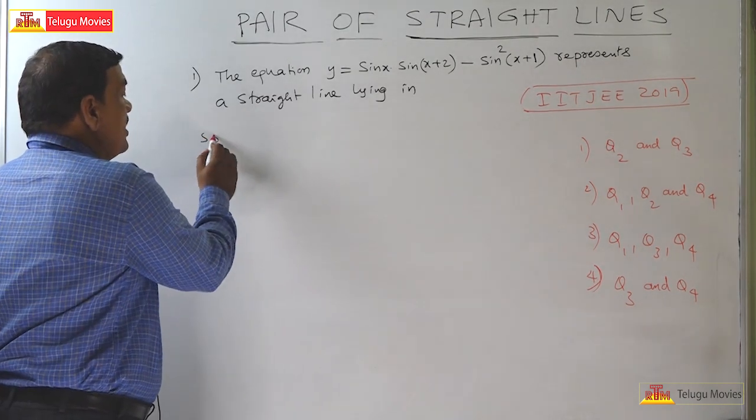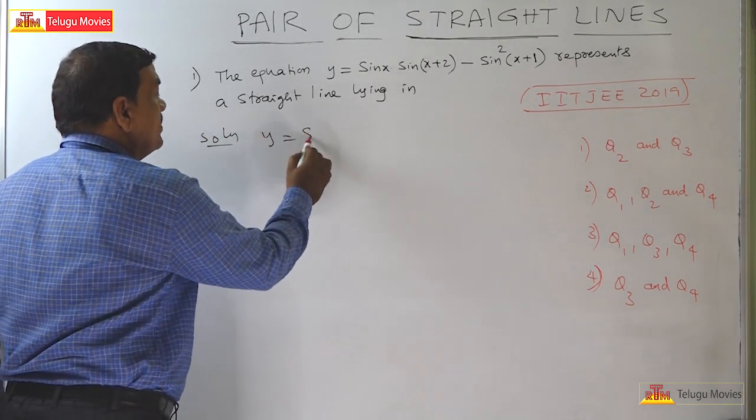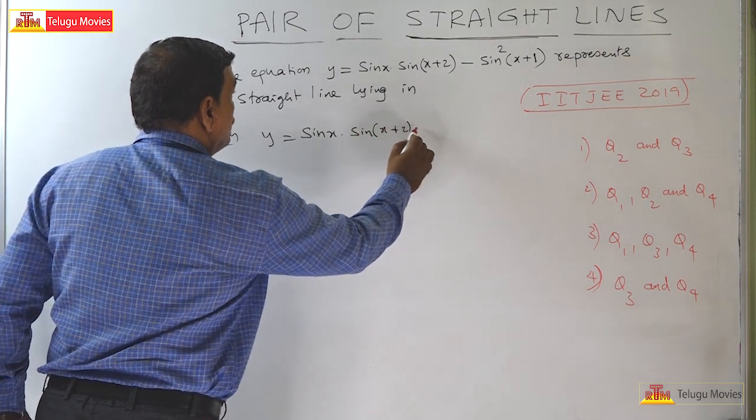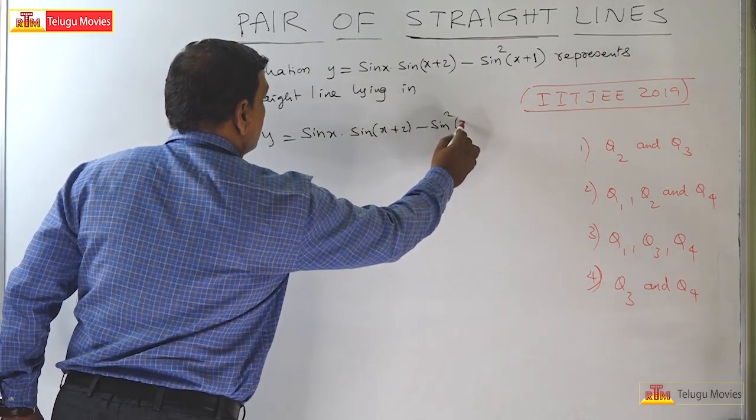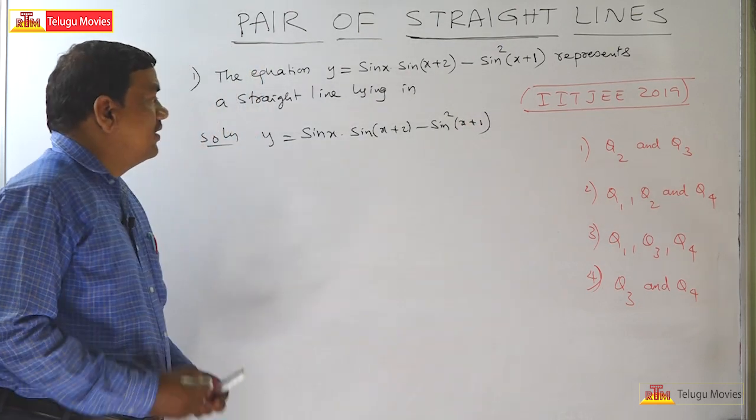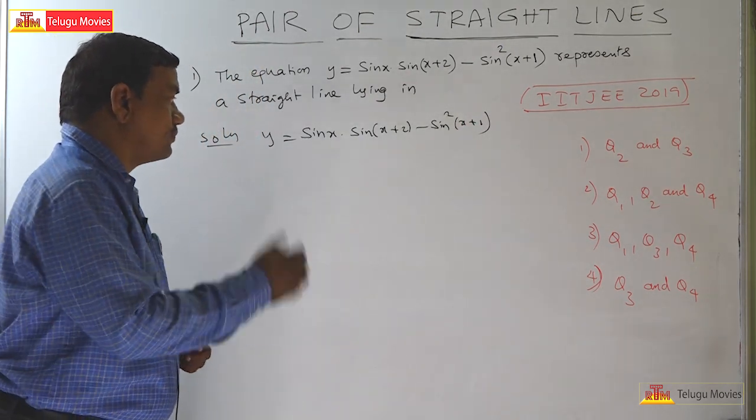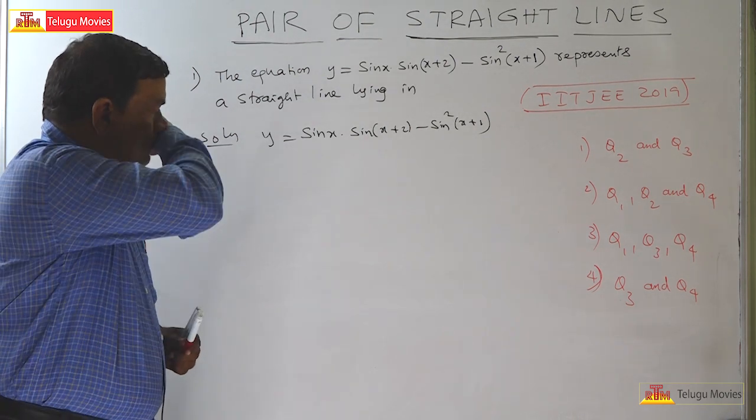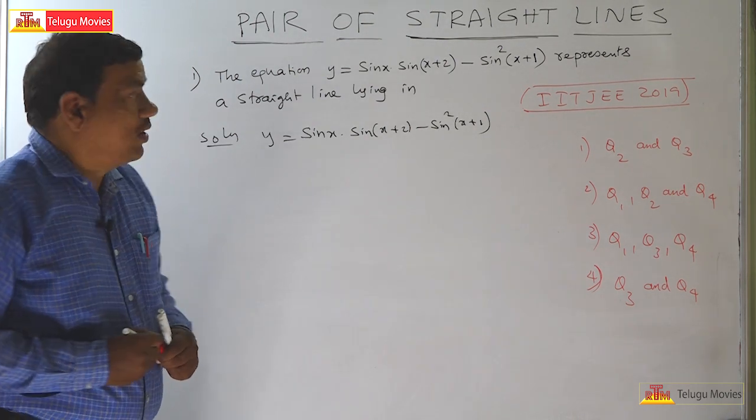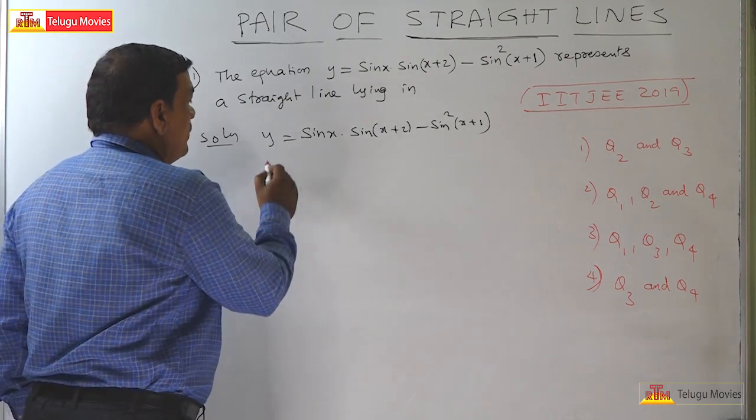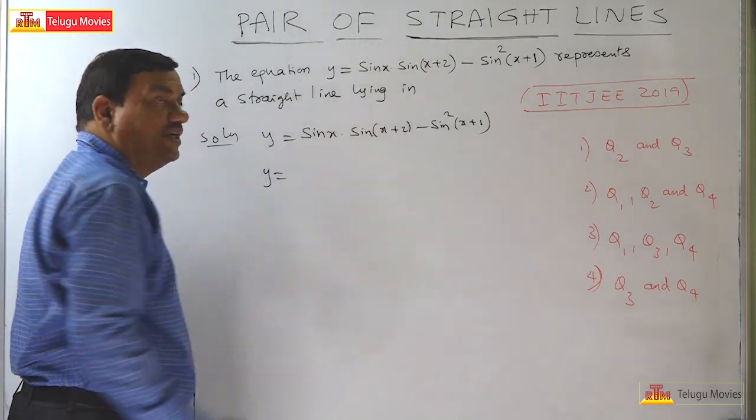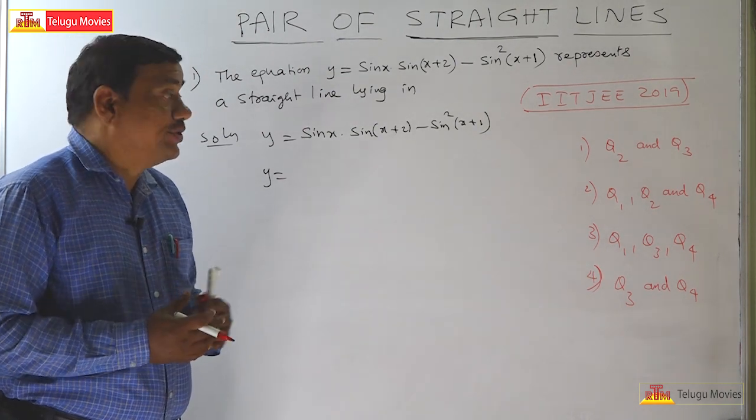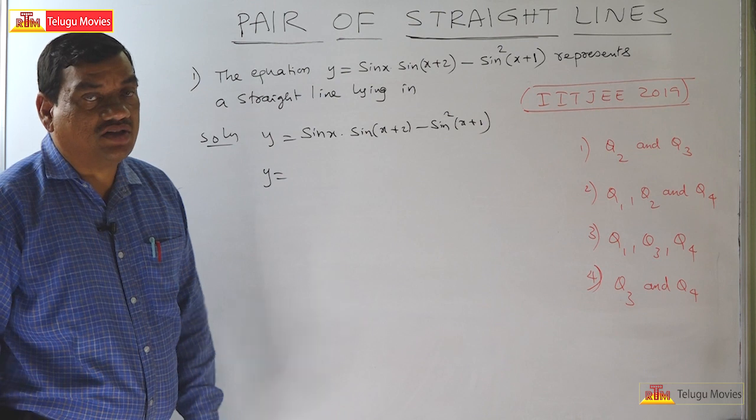See the solution here. Given the equation of the line is y = sin x (sin(x + 2) - sin²(x + 1)). First of all, there are trigonometric ratios, sine. Let us try to make it into a single trigonometric equation. Then how to do this?